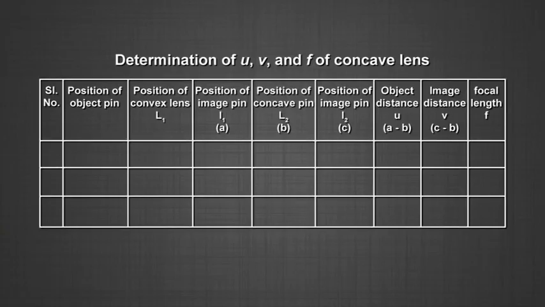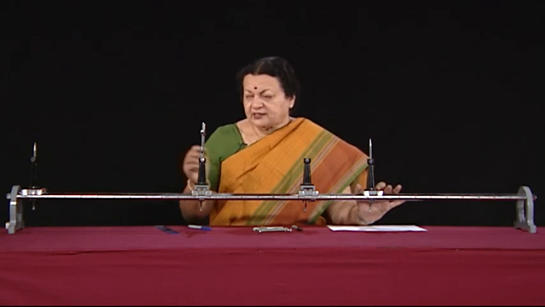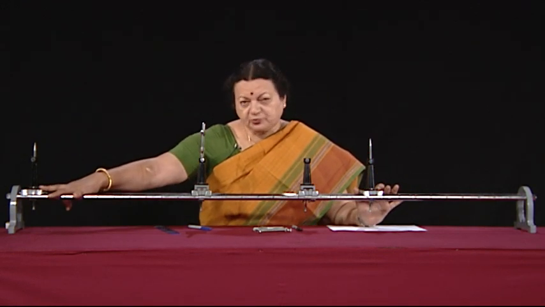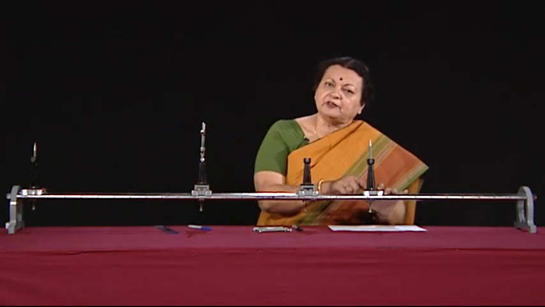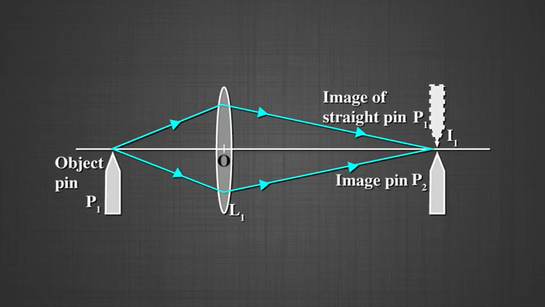If there is an error, make note of the error. Draw your observation table. The first column would be position of the object pin. The second column would be position of the convex lens. The third column would be the position of the image locator pin. So if you have to write it off, you can put this as position of object pin. This is lens 1, so we can call this position L1, and the corresponding image where we will get without any other combined lens will be my position I1.